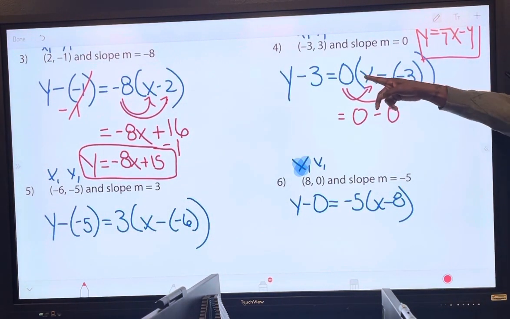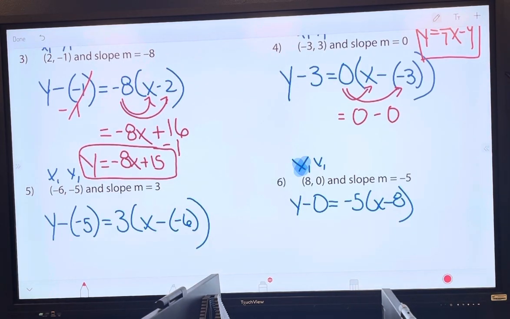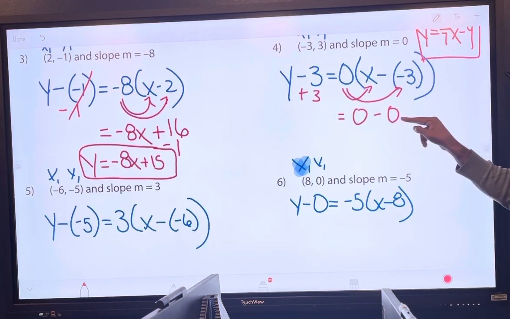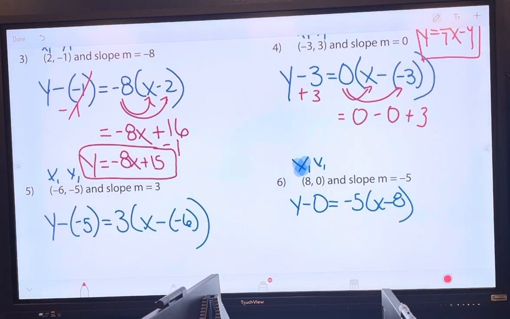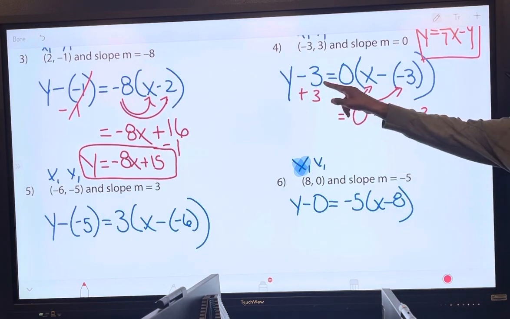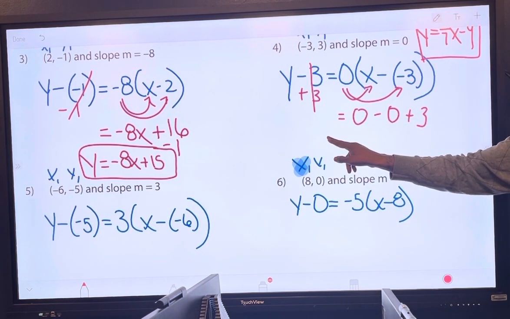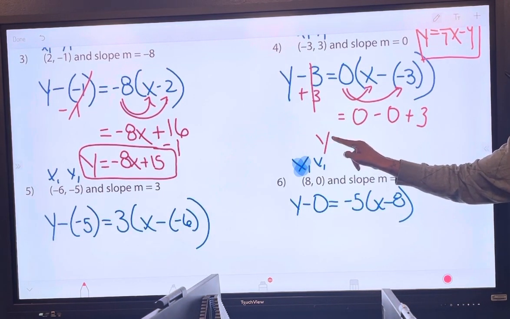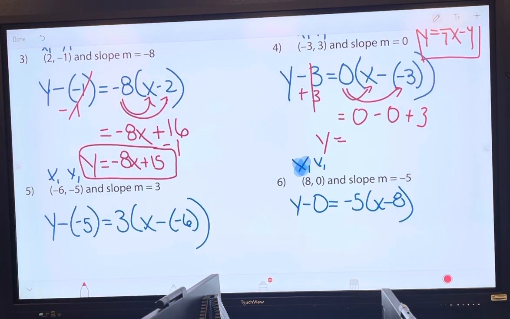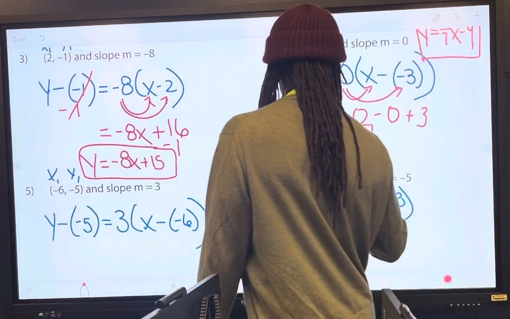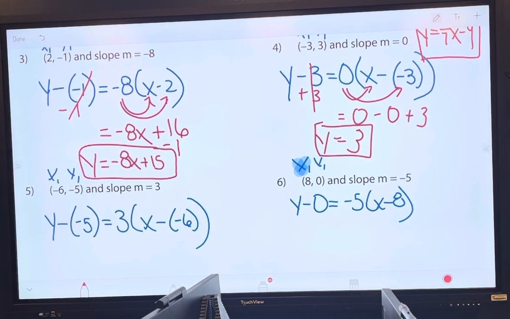Right? What do you do with the 3? If it's out, we want to move it, correct? So how? If it's negative, I gotta make it positive. So you add 3 here, add 3 here. What happens to your 3s? You cross it out. They cancel, leaving me with just y. y equals, what's 0 plus 3? 3. We're done. That's it.